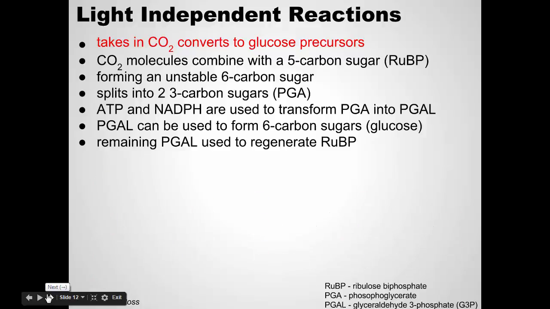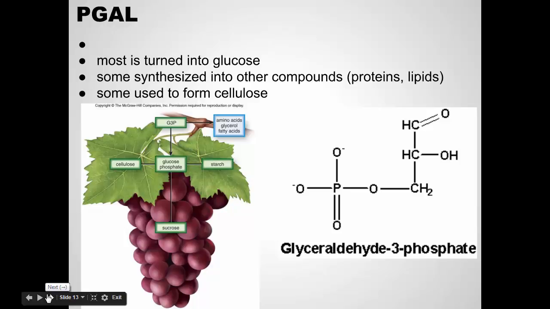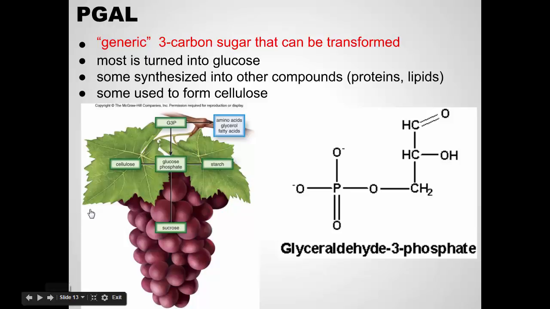So this G3P, also called PGAL, is important. It's a generic product that can be transformed into many molecules. When we talk about photosynthesis, we say photosynthesis produces glucose. It can, but actually the end product of photosynthesis is this 3-carbon sugar, G3P. Most of it is turned into glucose, but it can be synthesized into proteins, into lipids. It can be used to form cellulose and starch. It's a general building block carbohydrate, so G3P can be transformed into other types of compounds for the plant.